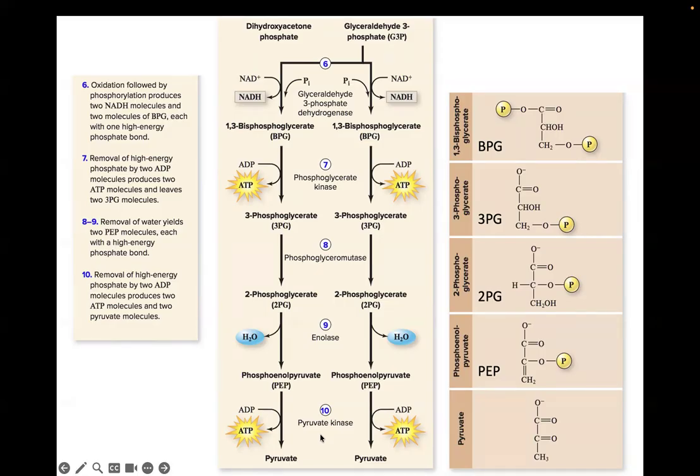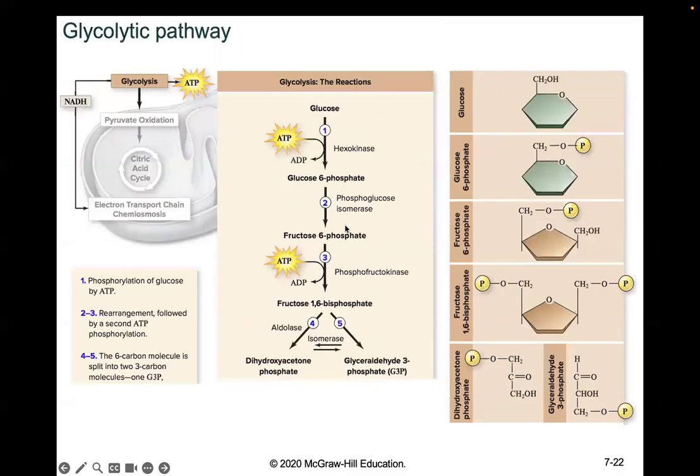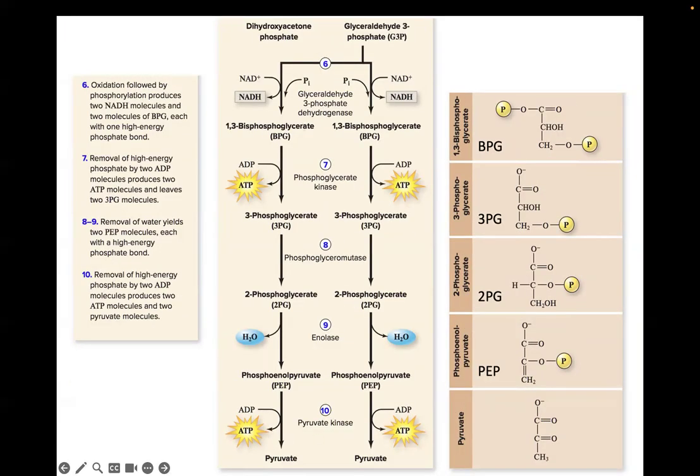This is all of glycolysis. It's a 10-step series of biochemical reactions, one reaction after the other, that all occurs in the cytoplasm, and you're trying to break down glucose to create pyruvate. So 2 pyruvate at the end, because each pyruvate is 3 carbons.